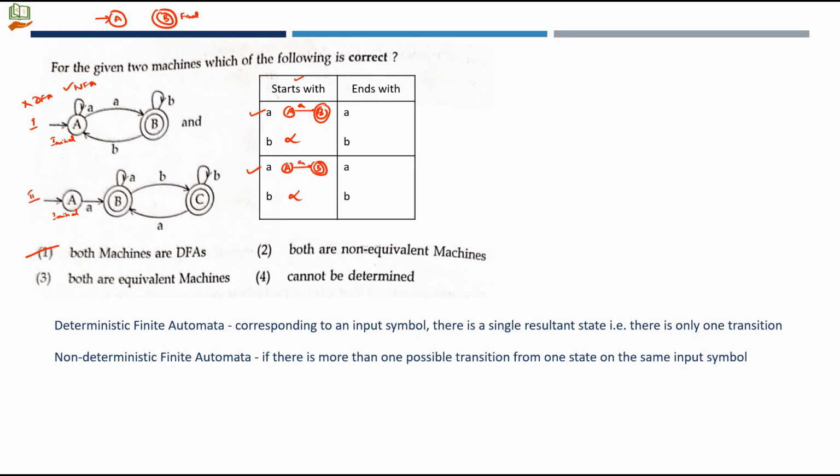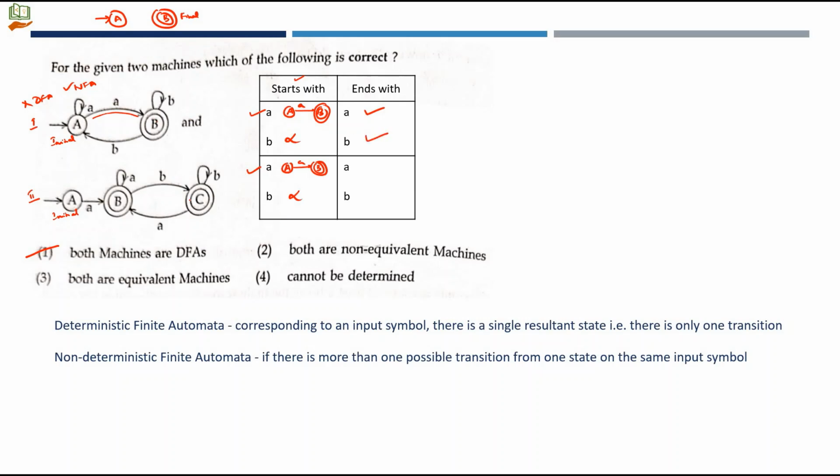Now, ends with A and B. Any string, if it ends with A, can be accepted. So we have a self loop in the first machine. Any number of A's can be accepted and the final A can take you to a final state. So taking this transition into consideration, we can say yes, it can end with A. What about B? Since B is having a self loop, we can say the strings can also end with B.